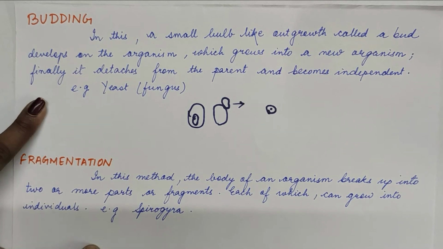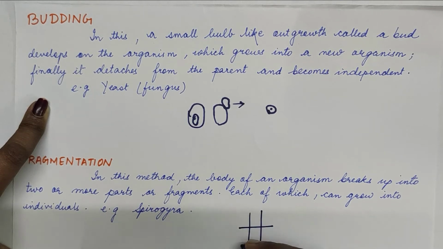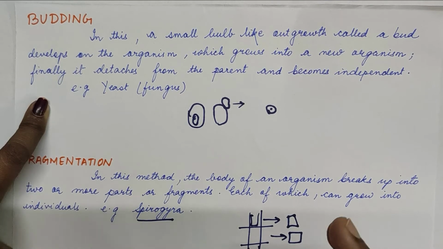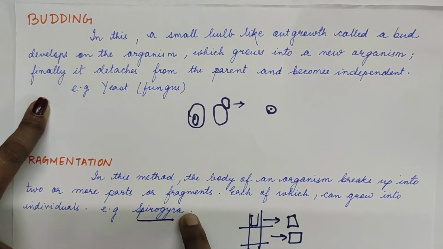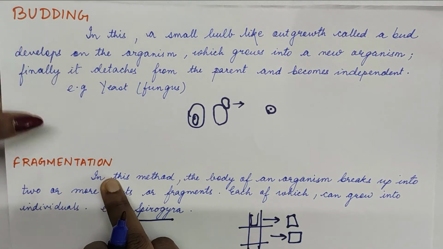In this method, the body of the organism divides into multiple parts. This is particularly seen in Spirogyra, which has a filamentous body, and each part is able to survive individually. They divide into fragments or parts, and so this method is called fragmentation. Then we go to the next method.